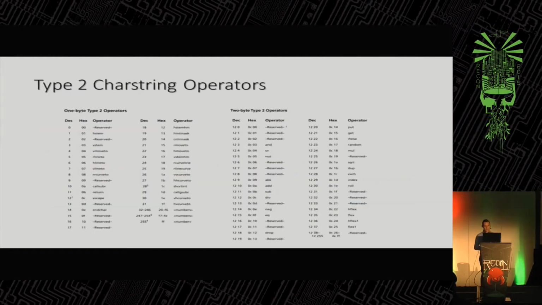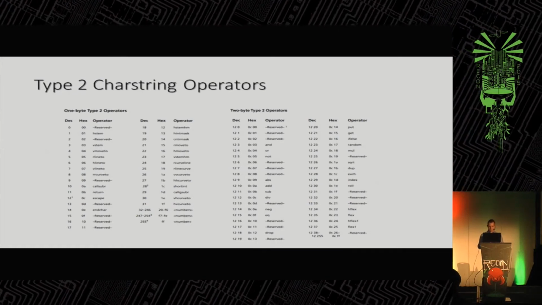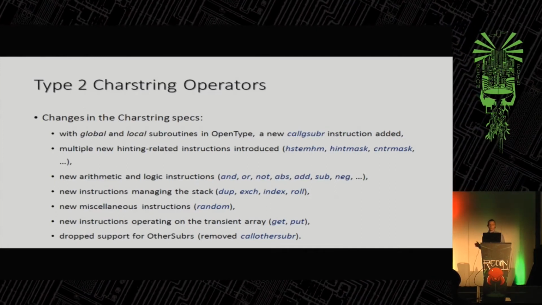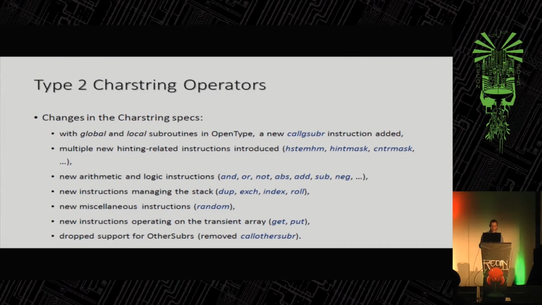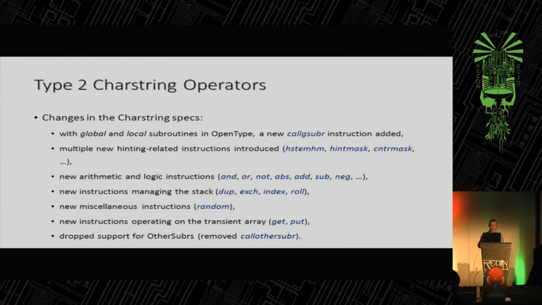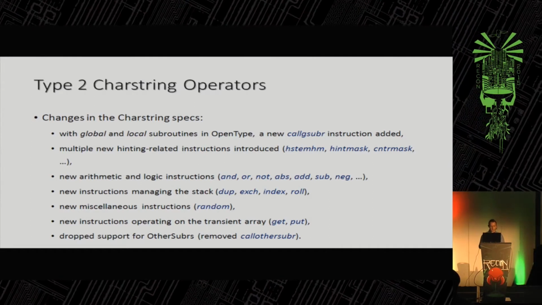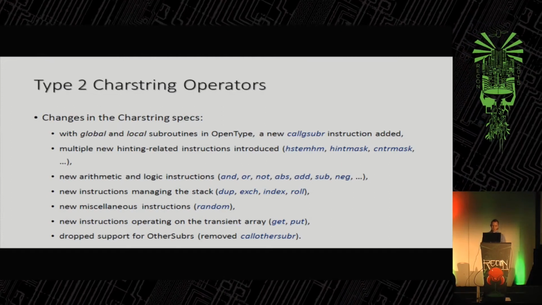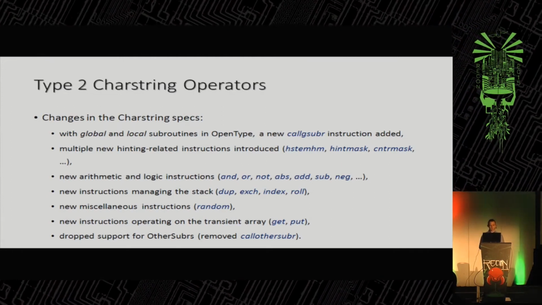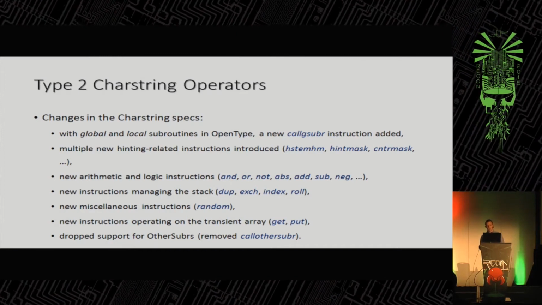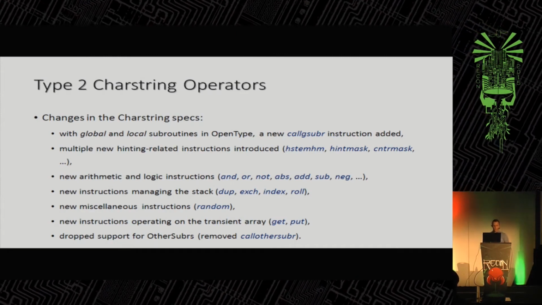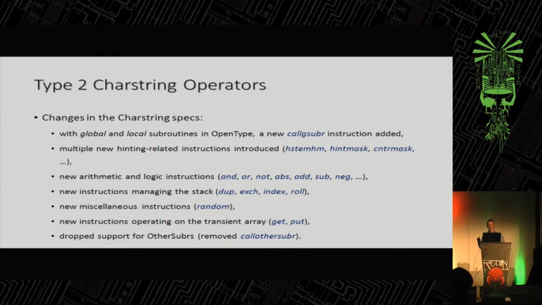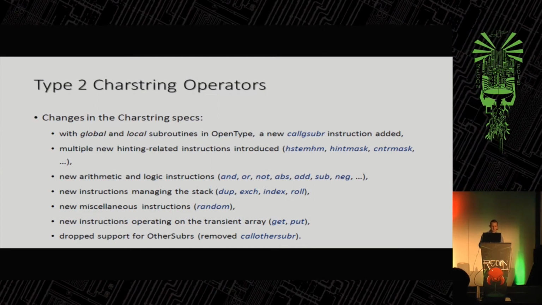So here you can see the list of operators from the OpenType specification. You can see that there are a lot more. Specifically, they introduced a lot of new instructions for drawing glyphs and for hinting, so that the fonts would be rendered nicely at small point sizes. But there are also several new instructions that are possibly very interesting from the exploitation standpoint, like new arithmetic and logic instructions such as AND, OR, NOT, absolute value, addition, subtraction, and stuff like that. We also have some new instructions for managing the stack, so we can duplicate the top stack value, exchange values on the stack, get a value from a specific index on the stack, and stuff like that.